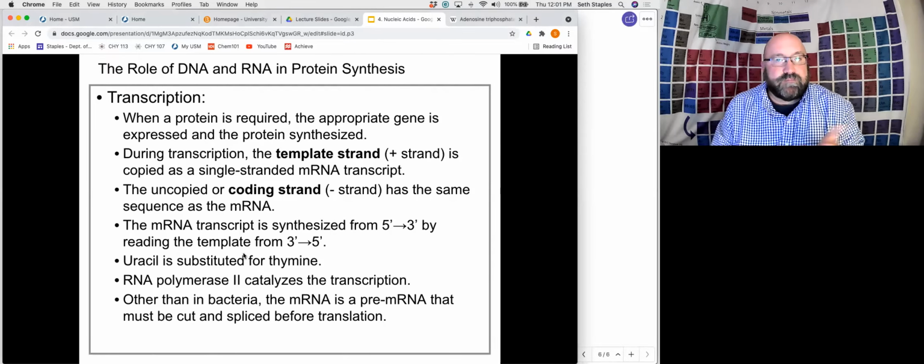In transcription, when a certain protein is required, the appropriate gene is expressed. And we'll take a look at what that really means in a minute. And then the template strand is copied as a single strand messenger RNA. The uncopied, or coding strand, has the same sequence as the messenger RNA. The messenger RNA is then synthesized from 5' to 3' by reading the template in the opposite direction, with uracil, as we mentioned, being substituted for thymine.